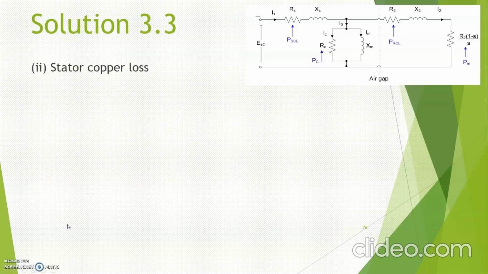Okay, alright. Next, the question asks you to calculate the value of stator copper loss here, right? So the formula for the PSCL is given by 3 I1 squared multiplied with R1. In this case, you know from the previous slide, you have the value of I1 already. I1 is actually the line current that you get from question number 1. So you just substitute accordingly. And then finally, you get the PSCL is equal to 2.06 kilowatt.